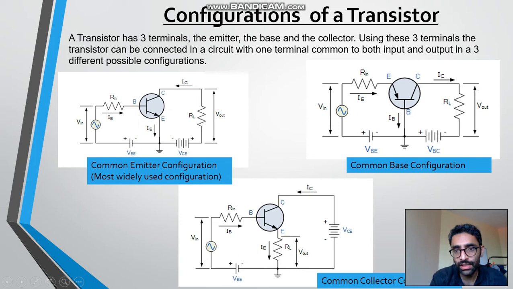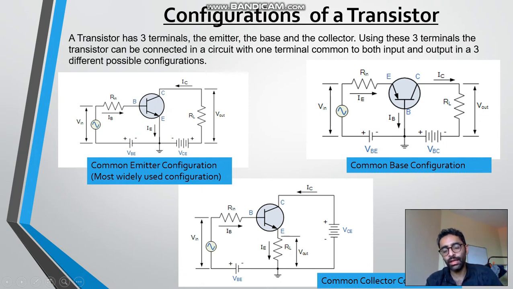You can see that the input resistance is connected to the emitter terminal, and RL, the load resistance, has been connected to the collector terminal. The same two voltages you can see here, VBE and VBC, that is the base emitter DC voltage on the input side, and the base collector voltage on the output side. So that is about the common base configuration.